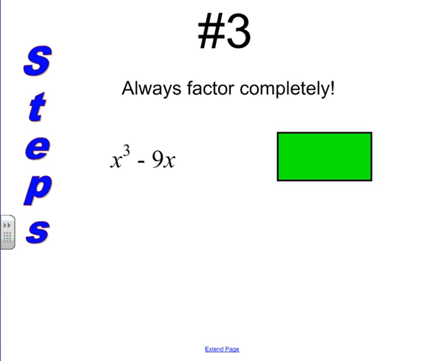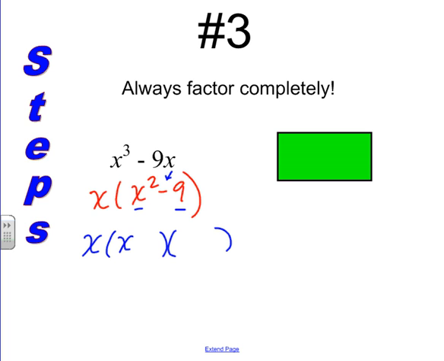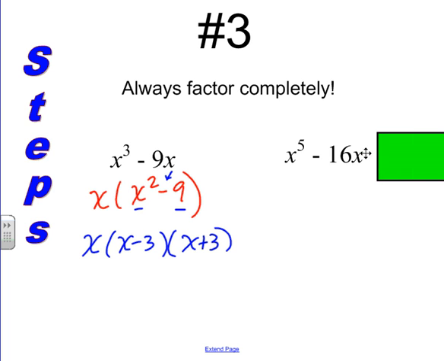So if I take this x cubed minus 9x, and remember, if we follow the steps, we're going to pull out a common factor. What they have in common is an x. So I get left behind x squared minus 9. I don't want to stop at that point because I've got to check. This is a 2-term binomial here. And so we look at it and say, hey, that's a difference of squares. So I need to take this one step further and make this x minus 3 and x plus 3. And now I have factored completely. Let's try it one more time.